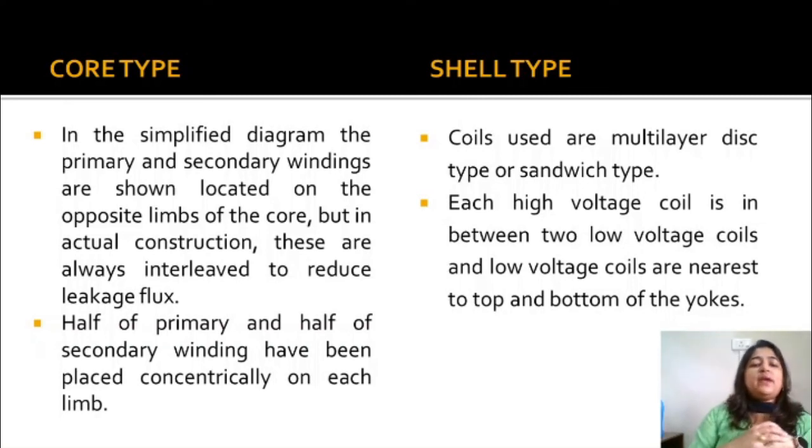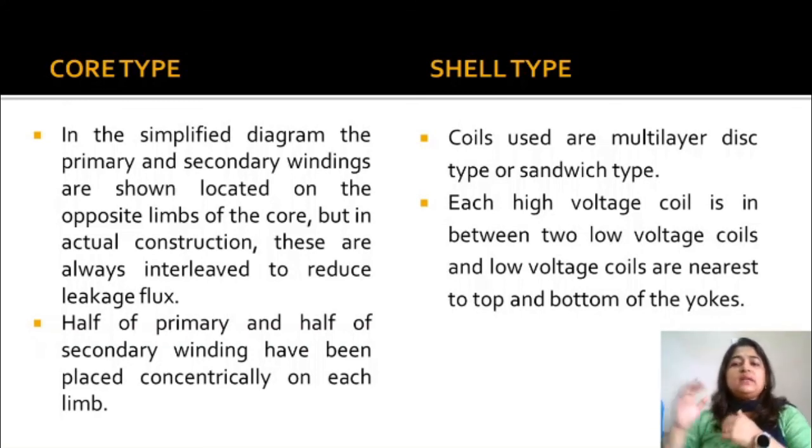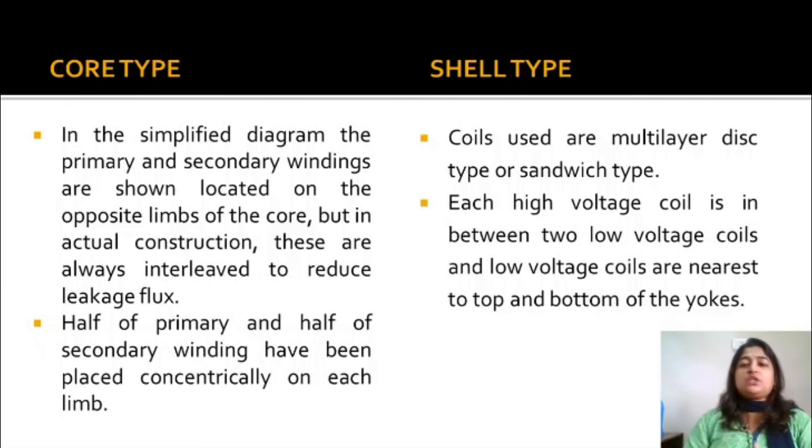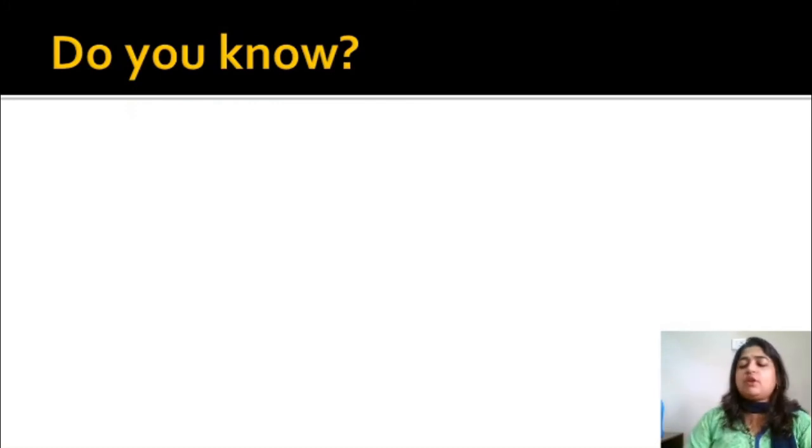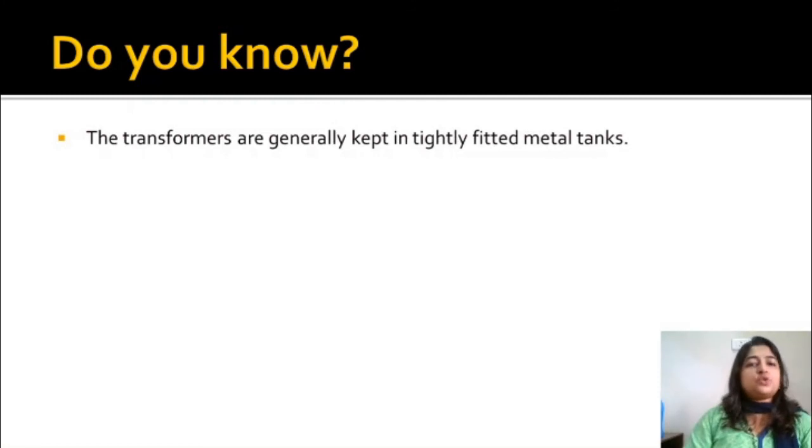Half of the primary winding and half of the secondary windings are placed concentrically on each limb when you talk about core type. While on shell type you have the multi layer disc, and the high voltage coils are always kept in between two low voltage coils, just to avoid the high voltage towards the yoke. The low voltage coils are nearest to the top and bottom of the yokes in shell type of transformer.